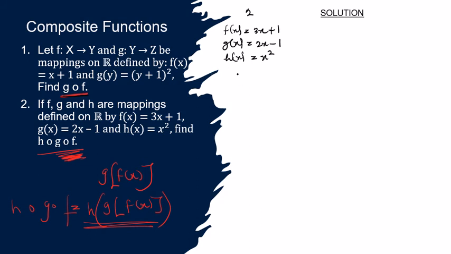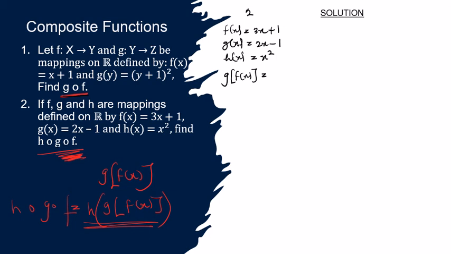Now, remember that f of x is 3x plus 1. So g of f of x will give us, remember the g of x is 2x minus 1. So instead of writing x, I'll put f of x inside, which is 3x plus 1. Do you understand? Please let me take that again.